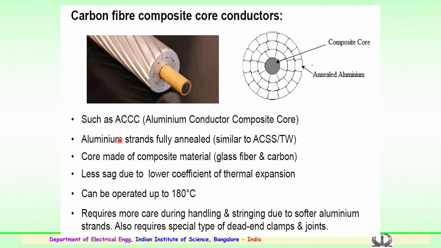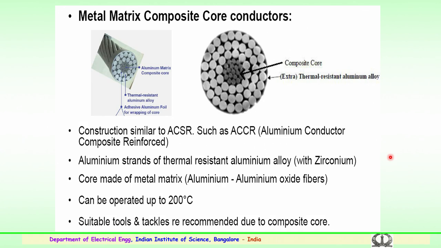But this requires more care during handling and also during stringing of the line, due to the softer annealed aluminum strands of the conductor. This softer aluminum also requires a special type of dead end clamps and joints. So, this is the requirement for this type of composite core conductors.